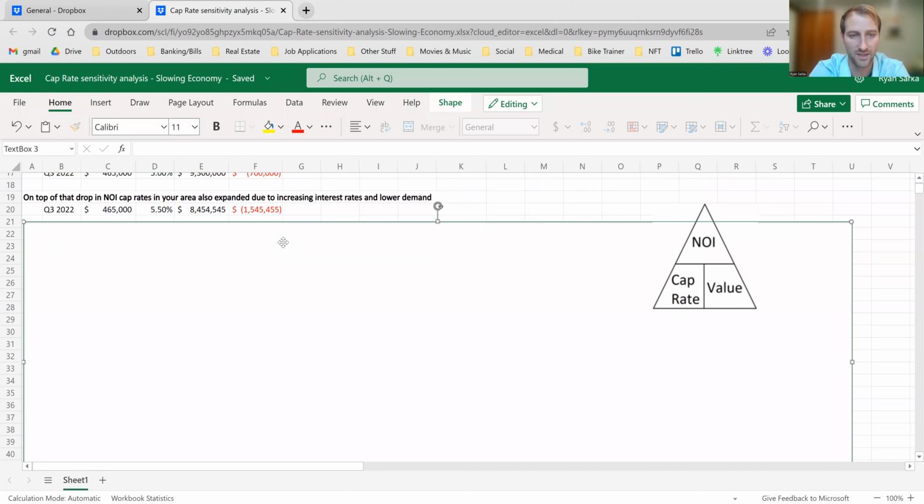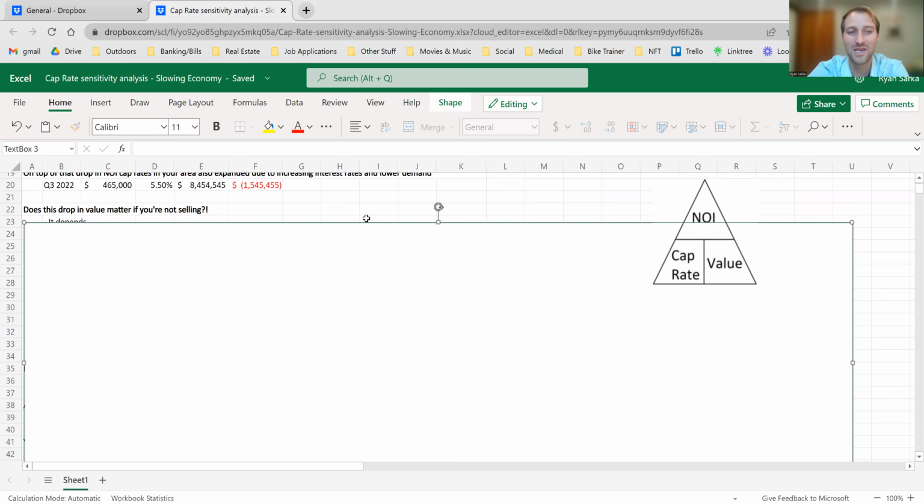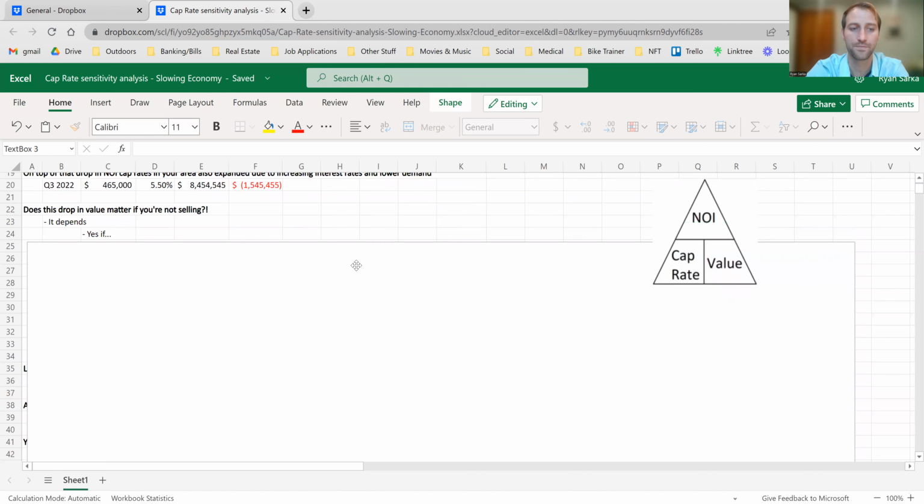So that seems pretty grim. It seems like you're definitely losing. You're not doing what you wanted to. Things aren't going as planned. So I guess the next question is, does this really matter if you're not selling? And I think really, it depends. If you're not selling the property, then this is just a paper loss. But it does matter in a number of different circumstances.